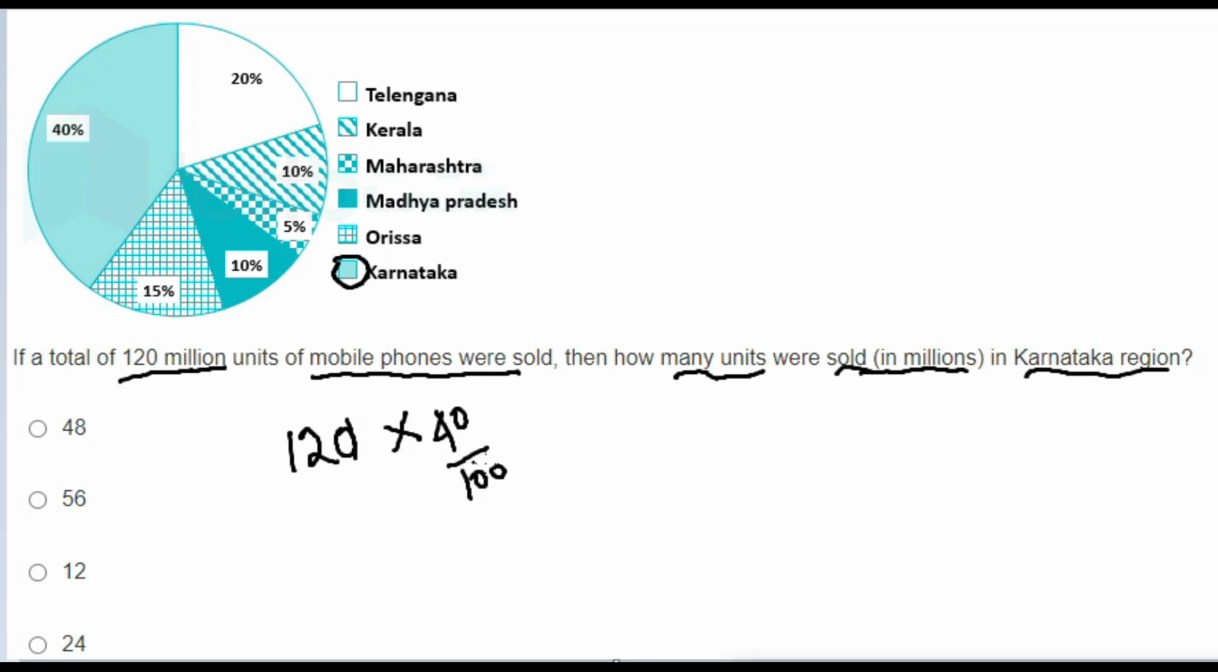So if you cancel this one, and then go for this, of course, you will get 48 as the answer. It's very simple by looking at the graph.